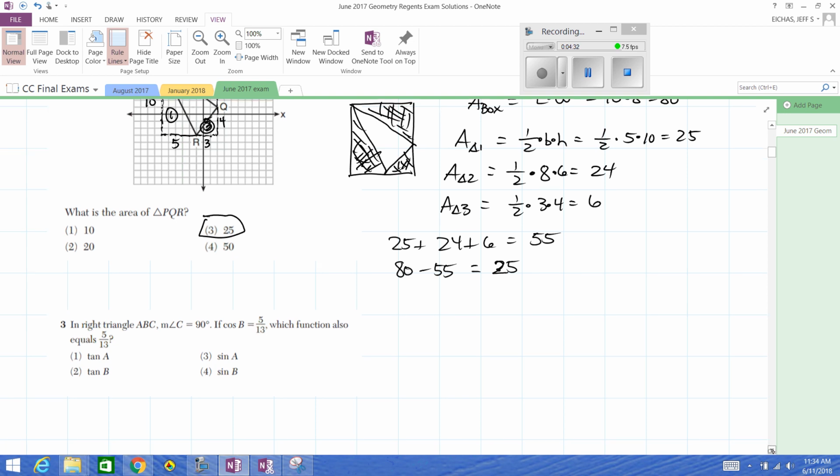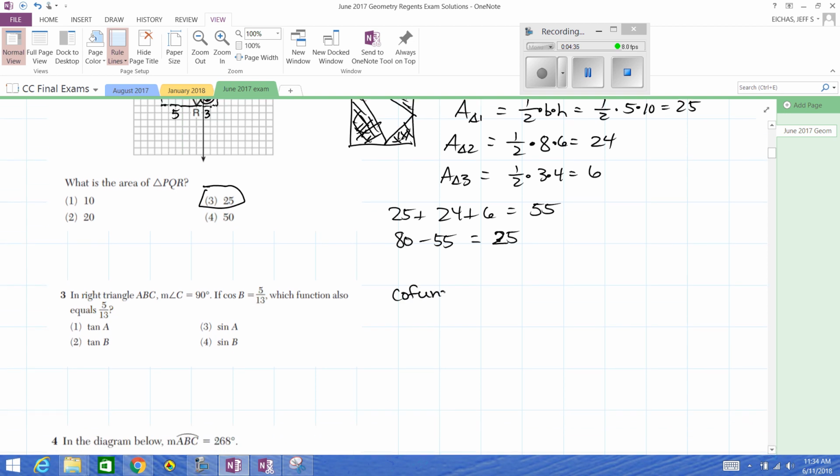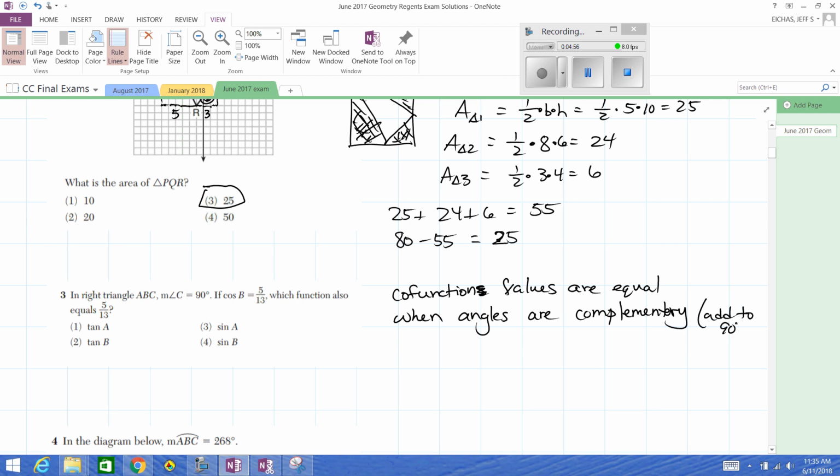Number 3. Okay, this is the cofunctions. Cofunction values are equal when angles are complementary or add to 90 degrees. Okay, how do they tell us this? They tell us that angle C is a right angle, 90 degrees. So indirectly, they're saying A and B are complementary, not congruent, but complementary.